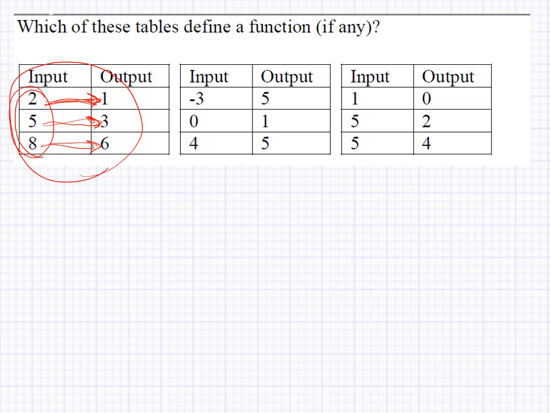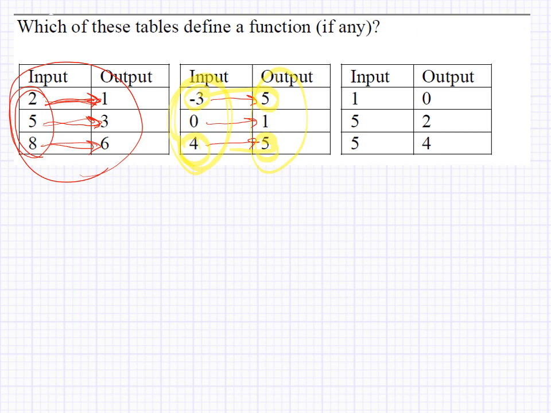Let's look at the next one. -3 gets matched to 5, 0 gets matched to 1, 4 gets matched to 5. Now, this gets matched to 5. This one also gets matched to that same value. It has the exact same output, but that is okay. You can have two different elements in the domain get matched to the same element in the range. Totally fine. That's still a function.